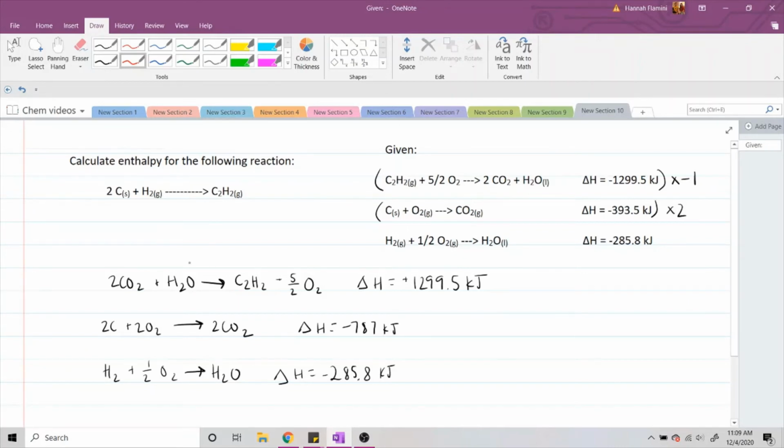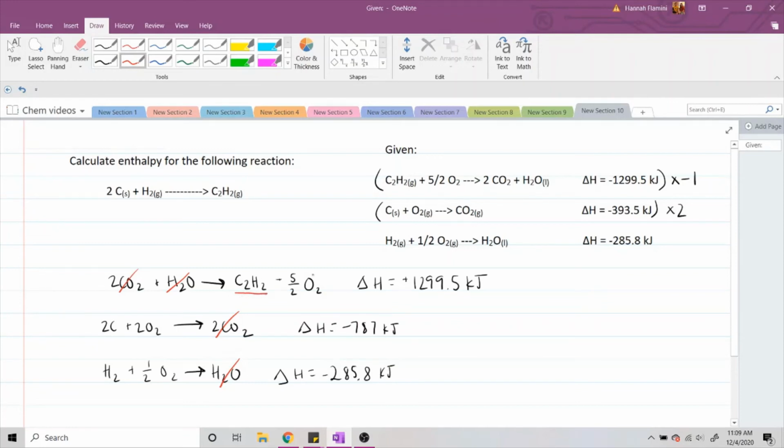But let's start with the CO2. We have 2 of them on the reactant side, and we have 2 on the product side in the second equation. So those will cancel out. Next, we have water as a reactant, and we see we have water as a product down here in the third equation, so those also cancel out. We have C2H2 on the product side with the right coefficient, so that's going to stay right there.